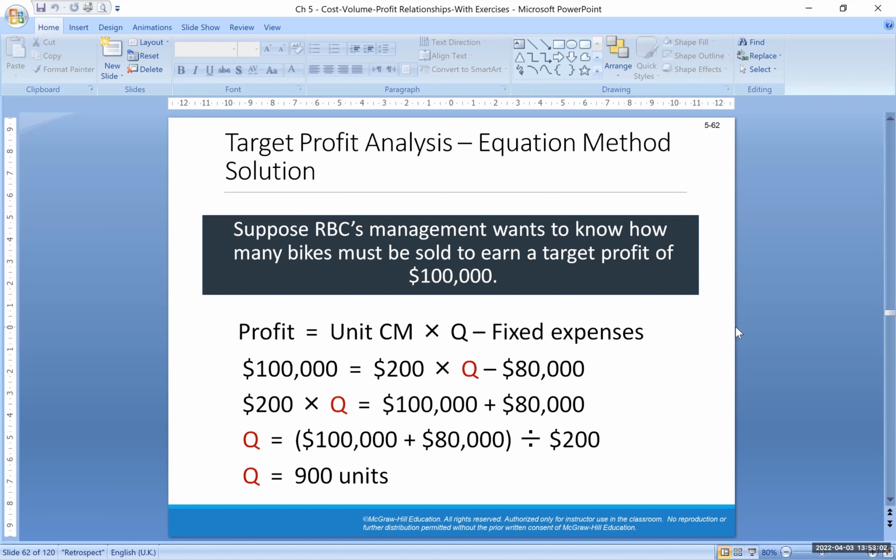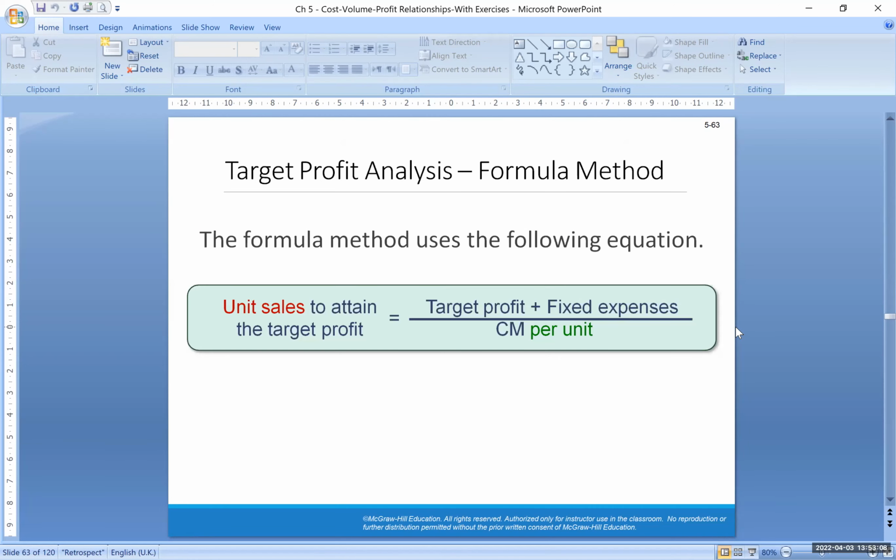That was the equation method. If we use the formula method, then the unit sales to attain the target profit is equal to the target profit plus the total fixed costs, all divided by the contribution margin per unit.